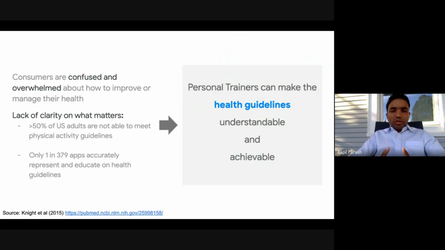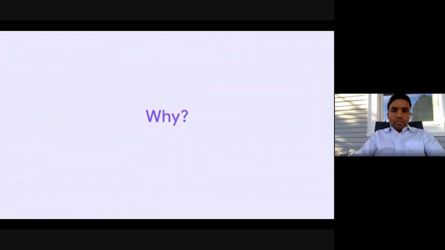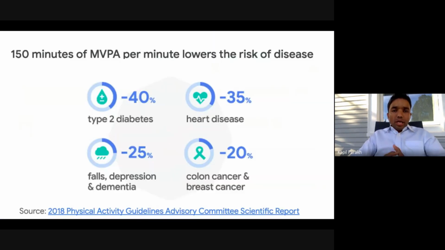So as personal trainers, there is a tremendous opportunity that you can make the health guidelines understandable and achievable to your clients. Now, why is this important? If you look at the people who meet the 150 minutes of MVPA per week, you see a significantly lower rate of disease. A 40% reduction in rates of type 2 diabetes, 35% reduction in heart disease, 25% reduction in falls, depression, and dementia, and even the rate of cancer is lower at 20% lower rates of colon and breast cancer. And it's not just the long-term benefits.